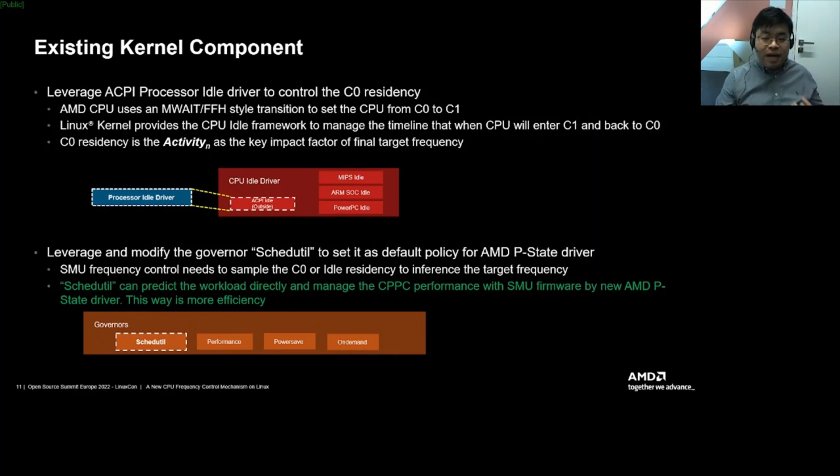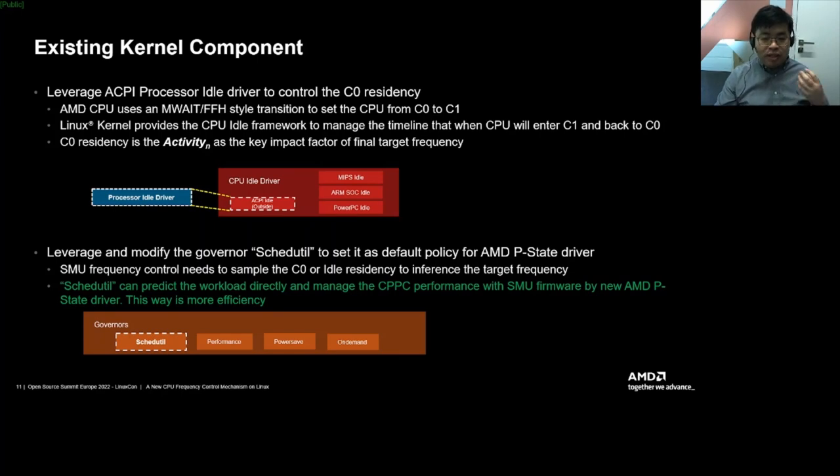Okay, these are the dependency components that we need to take care of for the AMD P-State driver. Firstly, the first is the CPU idle driver. The AMD CPU uses the MWAIT FFH style transition to set the CPU from C0 to C1. The CPU idle framework measures the C0 residency percentage in the system. In the previous slide deck, I mentioned the residency indicates the activity in the SMU firmware. That is the key impact factor of the final target frequency. So the SMU firmware based frequency control also depends on our OS kernel's CPU idle driver.